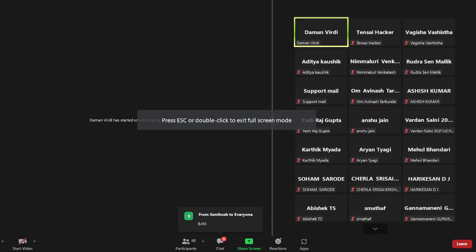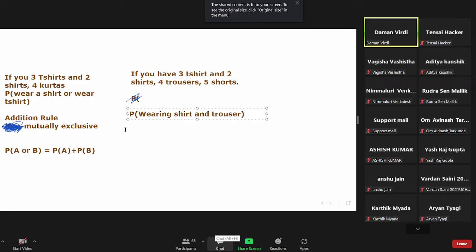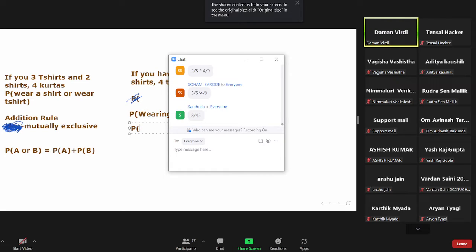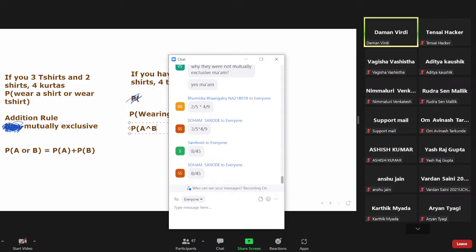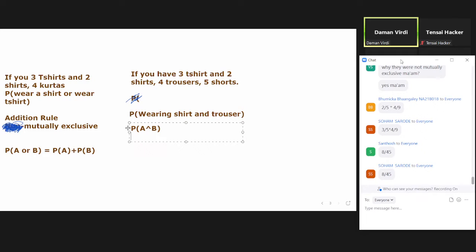So first of all, we have to see wearing shirt and trouser. So basically, it is the question of probability of A intersection B. Okay, so this is wearing shirt and trouser.